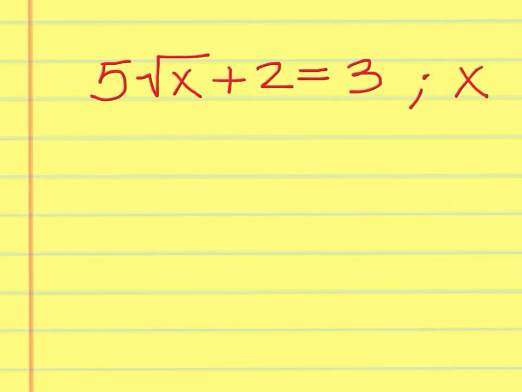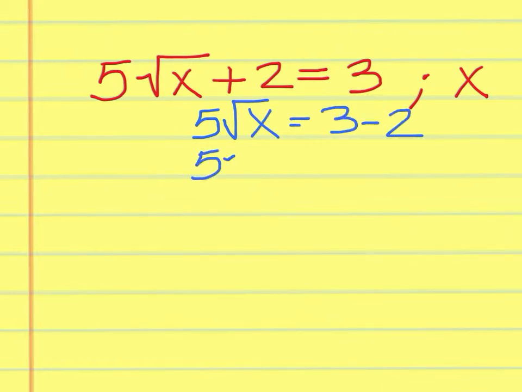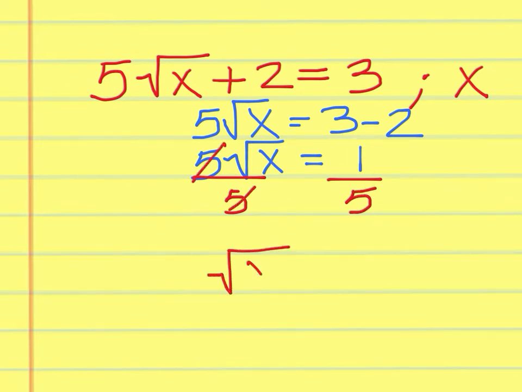We want to get x by itself. To do that, we would first have to move the plus 2 to the right side and make it minus 2. You can simplify 3 minus 2 to come up with 1. And then let's get rid of that 5 by dividing both sides by 5. Those cancel, and you're left with the square root of x equals 1 over 5.